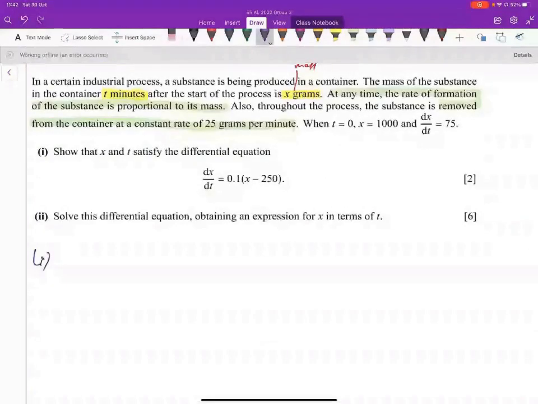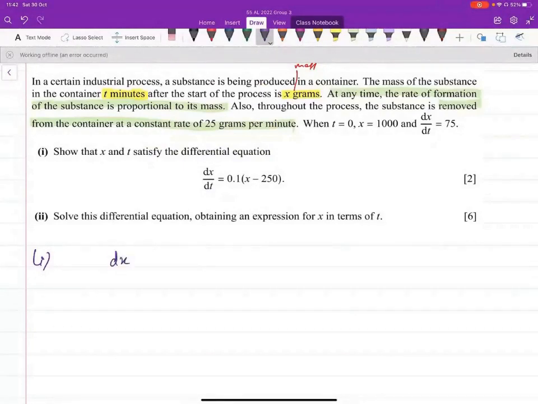Rate of formation of the substance is proportional to its mass. Rate of formation of substance, that's dx over dt. कितना mass of substance का increase हो रहा है? Mass is represented by x here, so that's dx over dt. It is proportional to its mass. What is that? K times x. Mass is again represented by x here. Right? That's the rate of formation. And the substance is also removed from the container at a constant rate of 25 grams per minute. What do we do? Minus 25. So we subtract 25 from this.